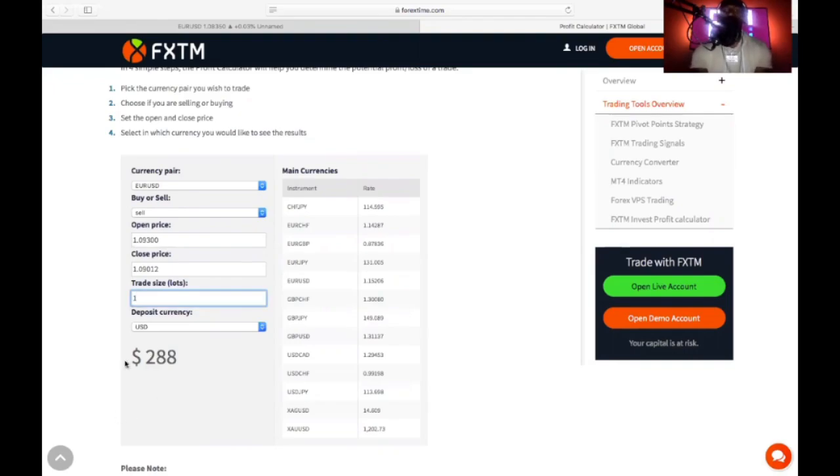All right. On a smaller account, let's just say you used a 0.20. This is what I usually use on the smaller accounts. Let's say you have like $100, $200. If you were using a 0.20 lot size, you would have made $57. You would have made $57 off that setup.